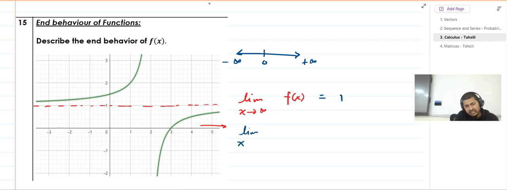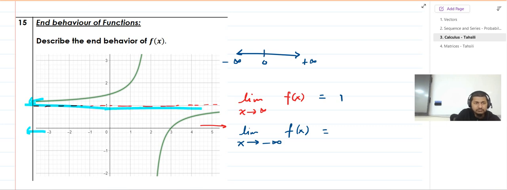Limit as x approaches negative infinity, this is the left end behavior, that's a right end behavior of f of x. And I can see when I approach the graph towards negative infinity, what's the y value? Is going towards 1 as well. Right, so this is also 1.